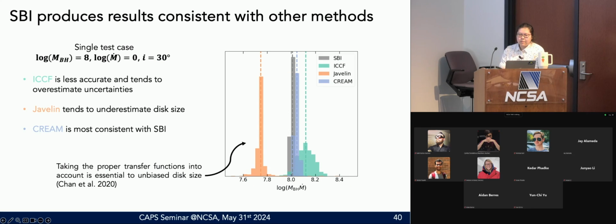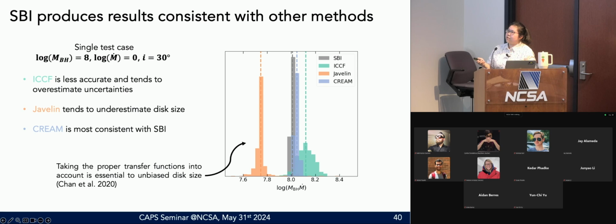So SBI also can produce pretty much consistent results compared to other methods. Here I'm just testing on a few single cases because some of these other methods take a long time to run. In one example here, we see what we already know about the strengths and caveats of the other methods, right? So ICCF is pretty fast. This is just doing the cross correlation between different light curve streams. But it gives a much wider distribution, so it's overestimating the uncertainty, and it's also a little bit less accurate.